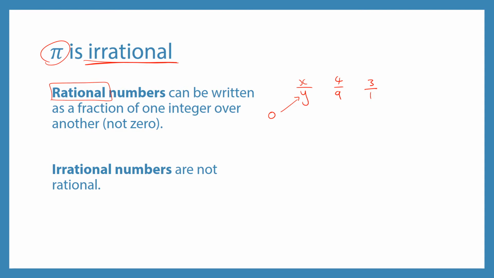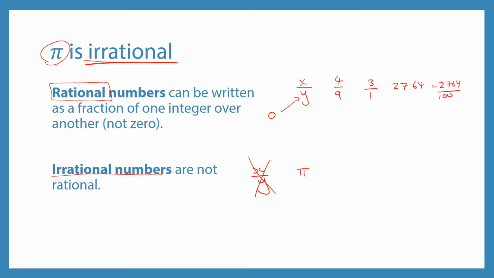Any number which we can then rewrite as a fraction is a rational number. However, irrational numbers are simply any number that's not rational. So it can't be written as x over y, where y is not 0. So pi is an example of this. Pi can't be written as a fraction.